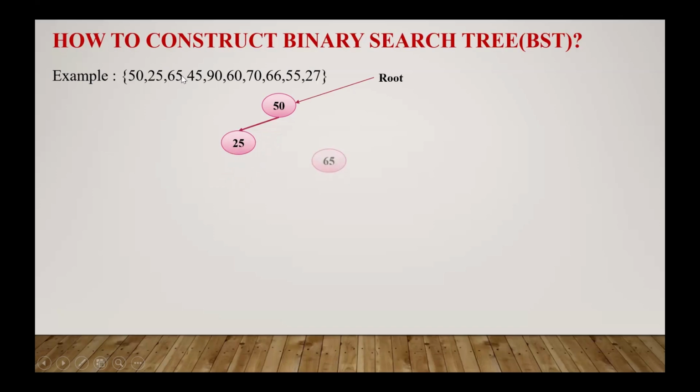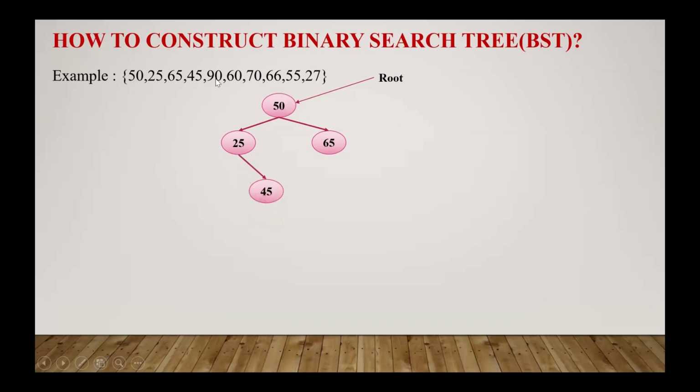Then the next element is 65. 65 is greater than 50, so it will come to the right child. Next element 45. Whenever we go to 45, we have to traverse from the root. 50: 45 is less than 50, so it will come to the left child. Left child is 25. Now 45 is greater than 25, so it becomes the right child of 25.